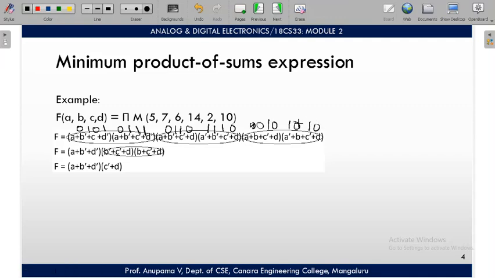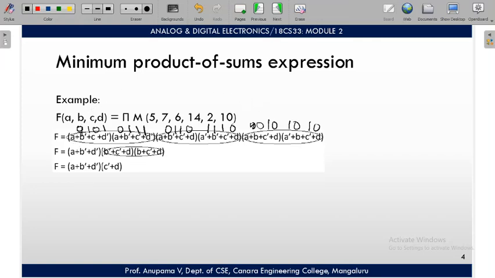Now, write the maxterm expansion by writing variable for 0 and variable complement for 1. So, f becomes a plus b complement plus c plus d complement, into a plus b complement plus c complement plus d complement, into a plus b complement plus c complement plus d, into a complement plus b complement plus c complement plus d, into a complement plus b plus c complement plus d, into a complement plus b plus c plus d complement.